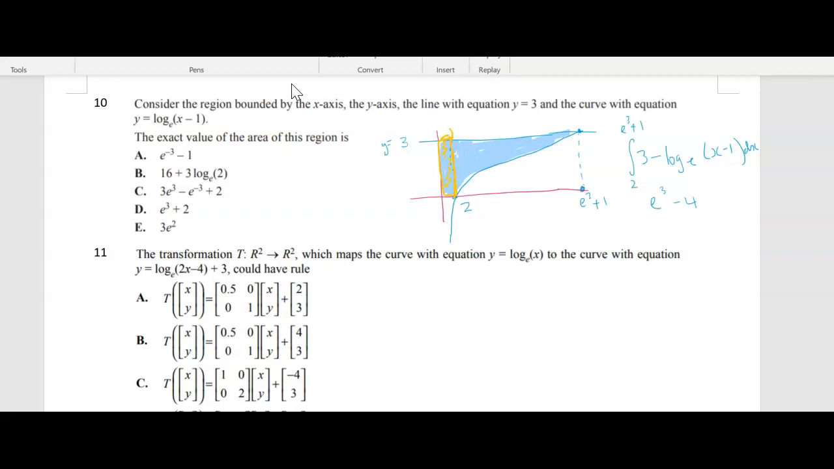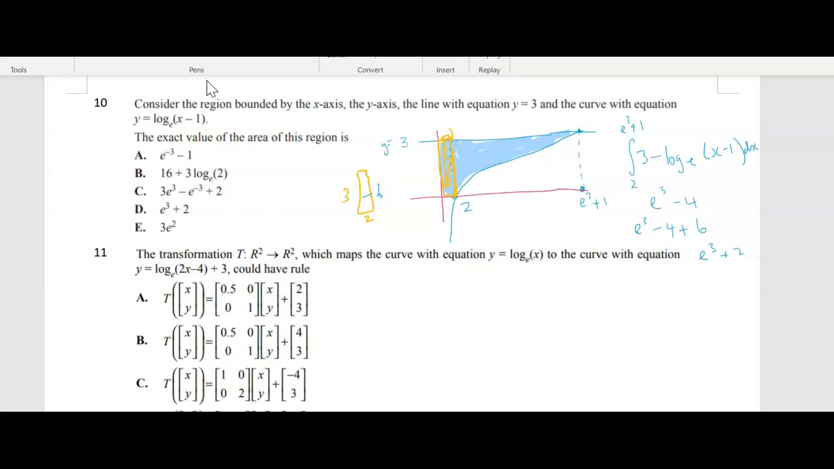Okay, and that's pretty easy to just quickly calculate because we have a width of 2. So there's our rectangle, width of 2 and a height of 3. So your area of that rectangle is going to be 6. So we can do e to the power of 3 minus 4 plus 6, which gives you e cubed plus 2, which is the correct answer.